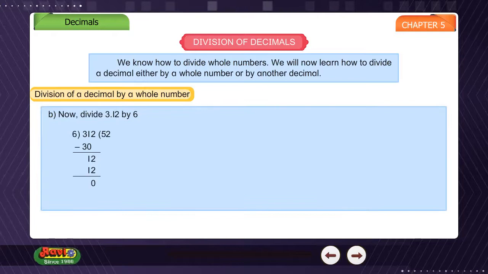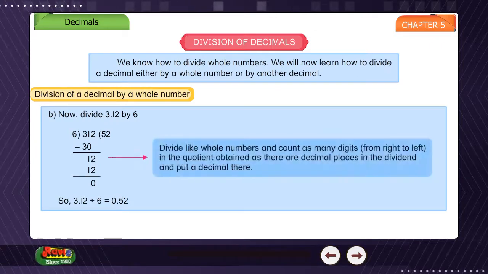B. Now divide 3.12 by 6. So, 3.12 divided by 6 is equal to 0.52. Divide like whole numbers and count as many digits from right to left in the quotient obtained, as there are decimal places in the dividend, and put a decimal there.